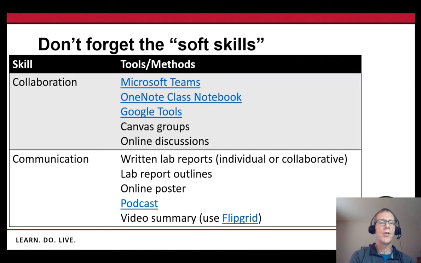Those can be done individually. They can also be done collaboratively with each person in a group writing part of a report. Students could just write a lab report outline, so maybe just sort of a skeletal lab report. They can make a poster, and there are a lot of ways to share posters online. A poster could be a Google slide, and those could be put into Google Classroom or whatever your learning management system is.